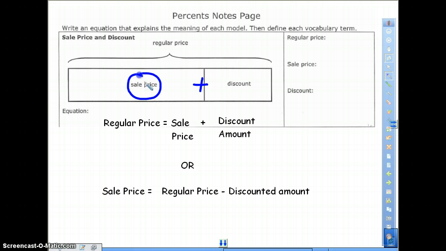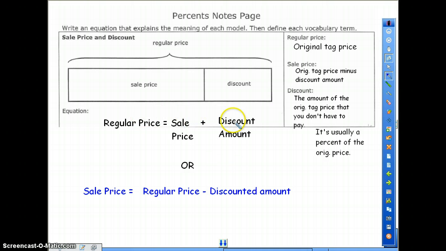Or what we could write is the sale price equals the regular price minus the discount. So I've put both of those up there. Maybe we should write both of those down.